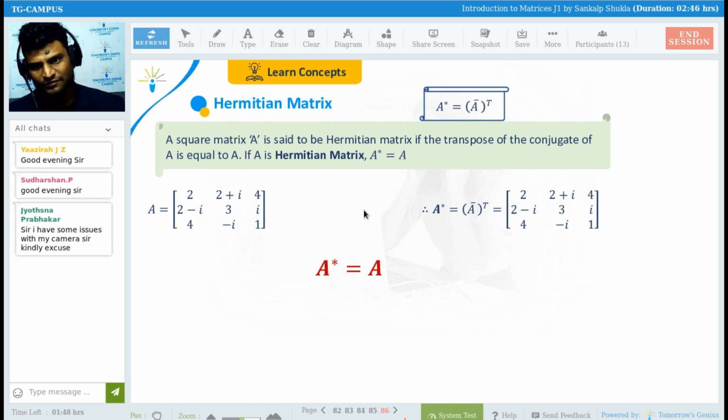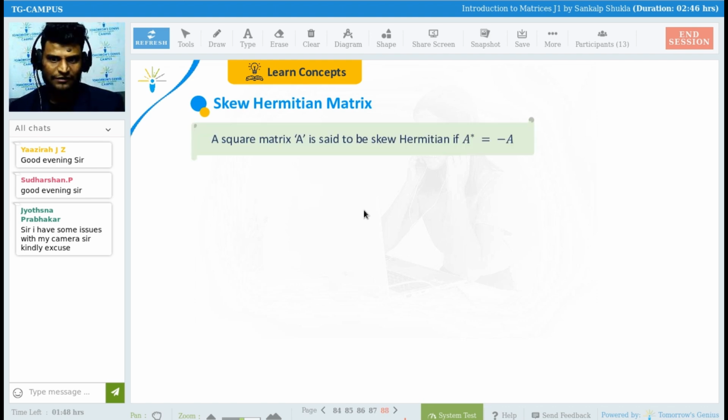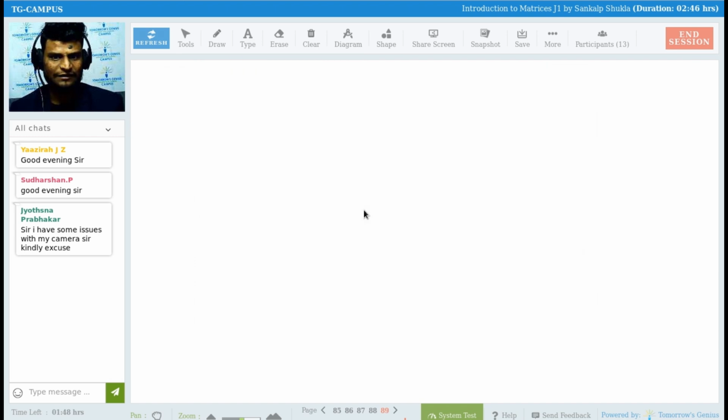So we can see that while performing this, the original matrix is again retrieved. So that is why this is a Hermitian matrix. Now what is skew Hermitian matrix? Same. But after performing all the operations, it is equal to minus A. Not A but minus A. Then it is a skew Hermitian.